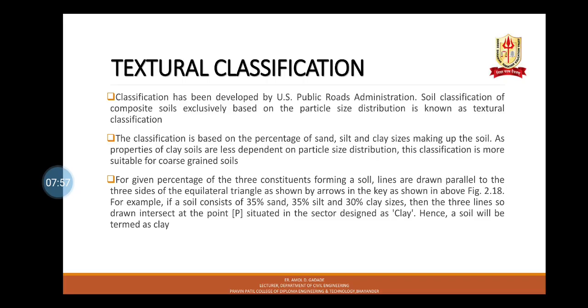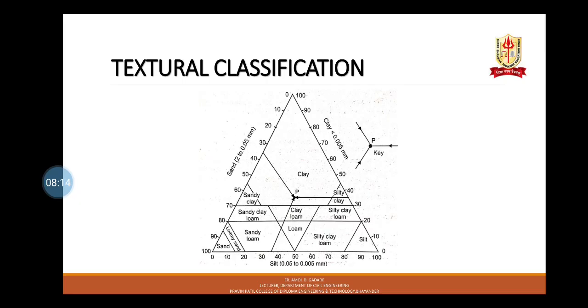For example, if the soil consists of 35% sand, 35% silt and 30% clay size, then the three lines drawn intersect at the point P, situated in the sector designated as clay. Hence, the soil will be termed as clay. So here you can see the textural classification triangle, which shows us the classification of any particle size.